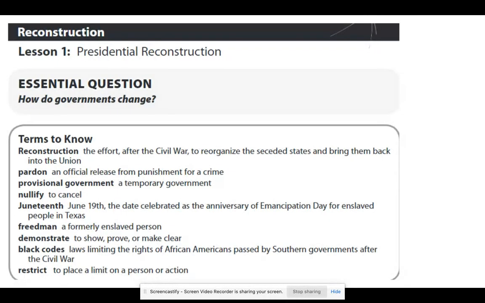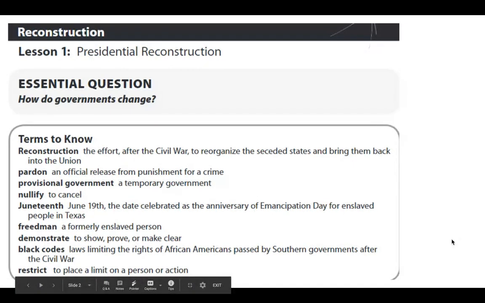Terms to know: Reconstruction, the effort after the Civil War to reorganize the seceded states and bring them back into the Union. Pardon, an official release from punishment for a crime. Provisional government, a temporary government. Nullify, to cancel. June 19th, the date celebrated as the anniversary of Emancipation Day for enslaved people in Texas.